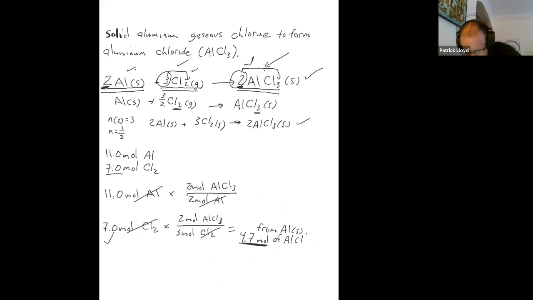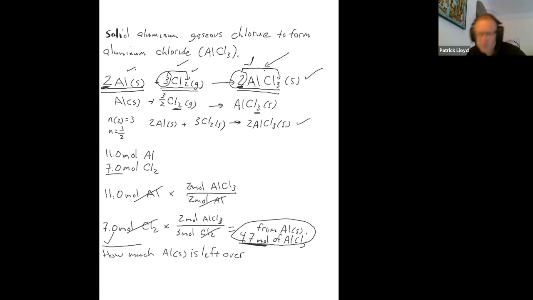Okay, so we have our answer here in terms of how much aluminum chloride could be made. But now the question is, how much aluminum is left over? Well, with the pizza problem, the answer is very simple. We had 1 incomplete pizza, so that's left over. We didn't have the toppings for it. That's very simple, but here it's a little bit more involved. So here's how we could go about it.